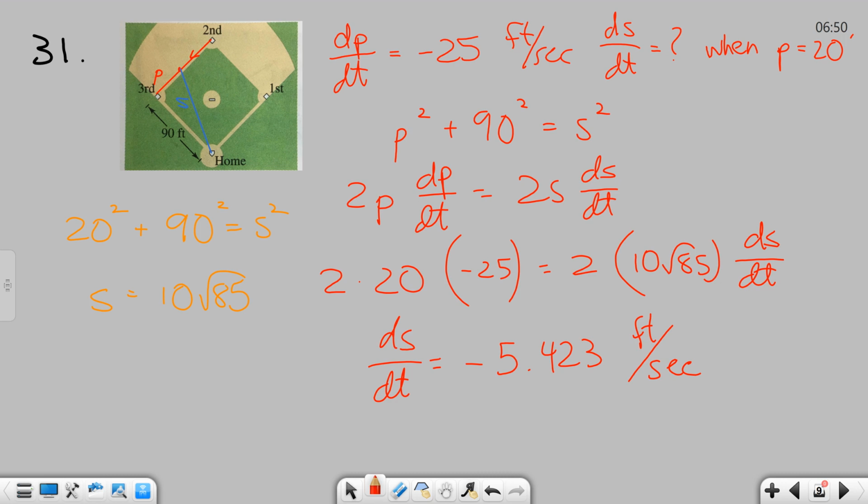Does that make sense? Well, I'm not so sure about the numerical value, but I am happy about the sign, because as that player gets closer to third base, the distance to home plate should be getting smaller, which would mean the rate of change would also be negative.